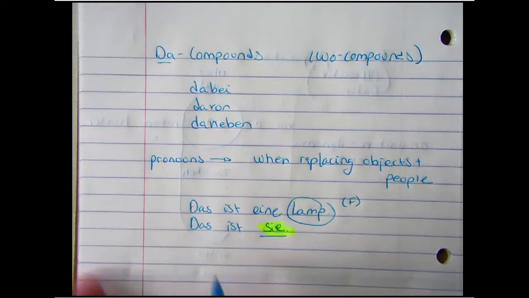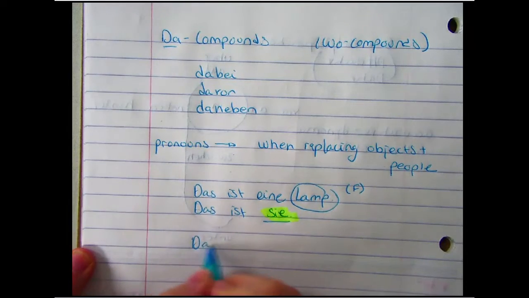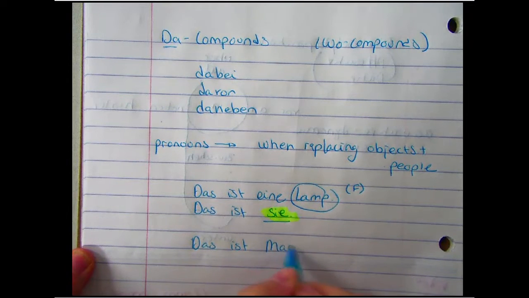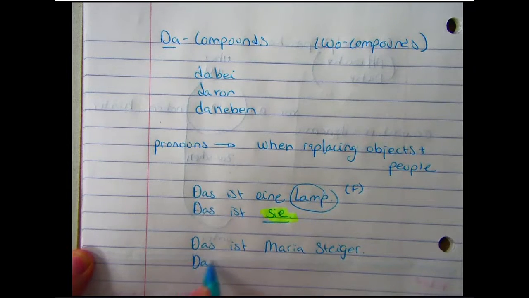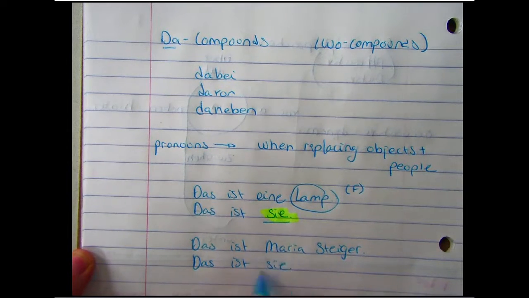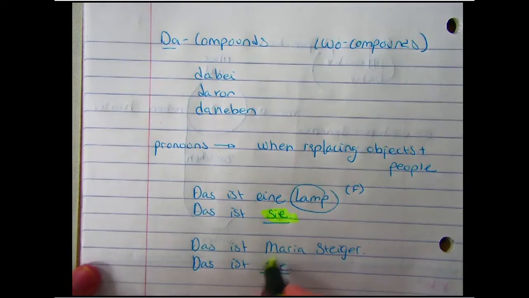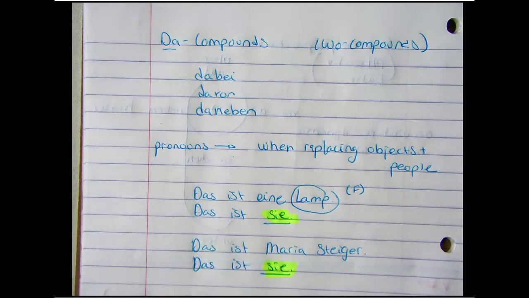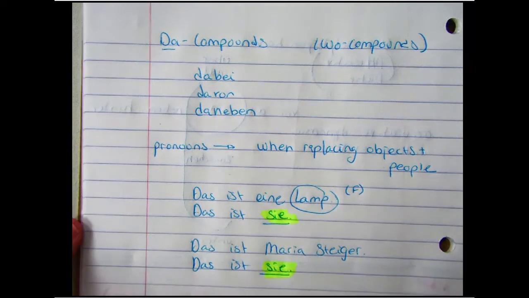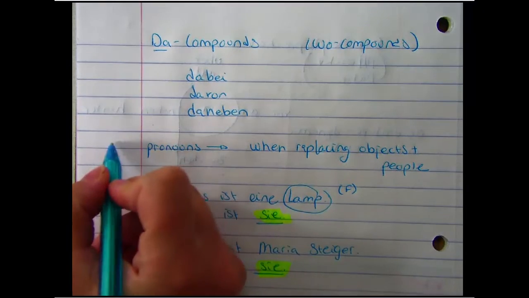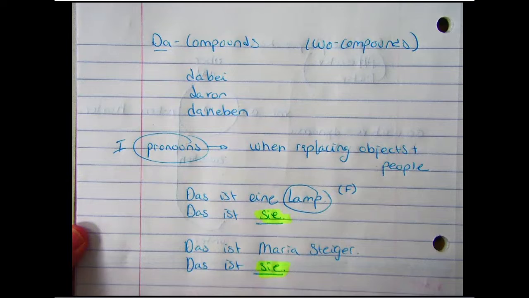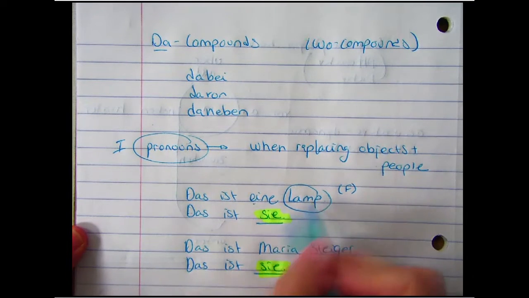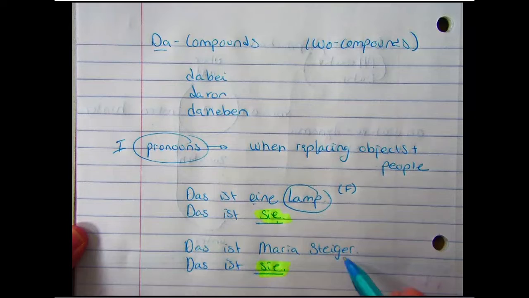Now the same thing, of course, you did when you're replacing people. So you had das ist Maria Steiger, and then you would say das ist sie. So same pronoun in this case, because of course Maria is a girl, so we're going to use she. So whenever you're working with objects or people, you're going to use a pronoun when you're replacing it. So in order to not restate the whole thing, so eine Lampe, you can use the pronoun sie to not restate the name. You can use sie for Maria Steiger.